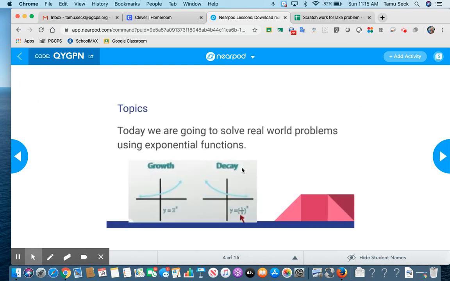Now, today we're going to talk about how to use exponential functions in the real world. Last week we talked about how do you know if a situation is linear or exponential. But this week we're going to use that exponential knowledge to solve problems.